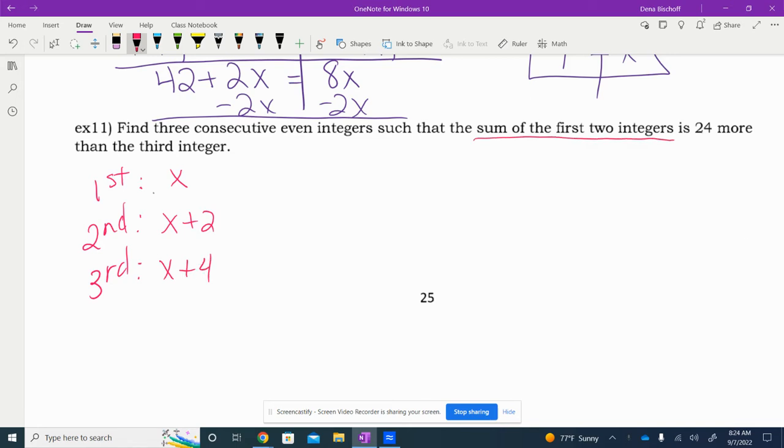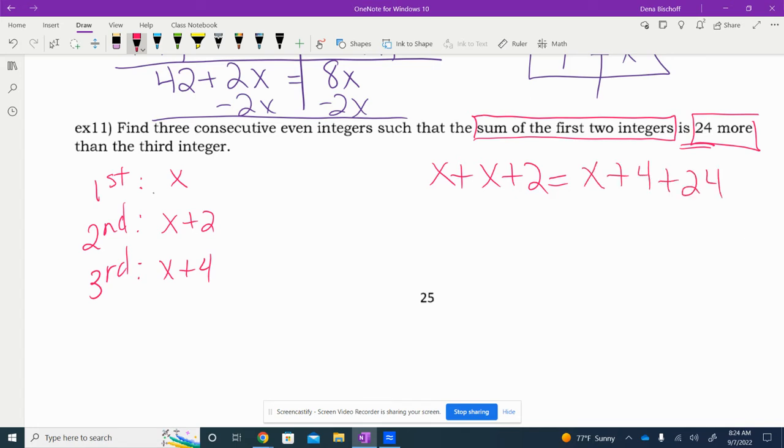So it says the sum of the first 2 integers. How do I show that? The sum of the first 2 integers, x plus 2, equals 24 more than the third. x plus 4 plus 24, or you could put 24 plus x plus 4. Doesn't matter in the order for addition. Does that make sense how we came up with that equation?